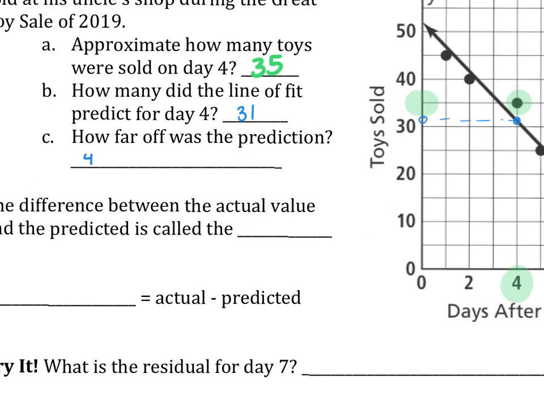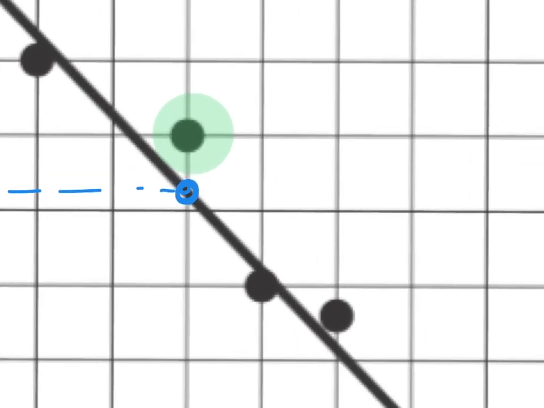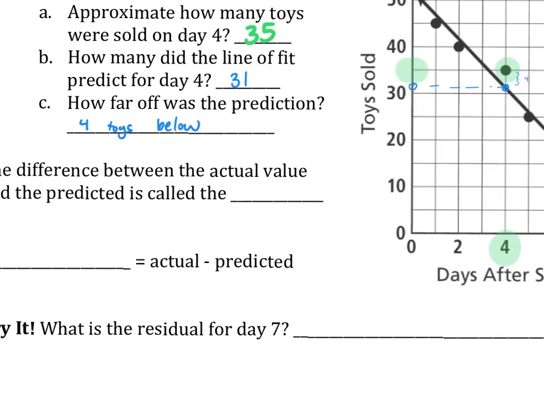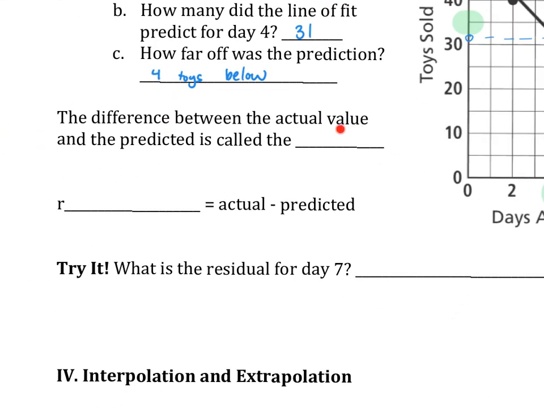So the prediction was 4 toys below, because we clearly see that there's a gap there, right here, of 4, and it's underneath. The prediction is underneath. Okay. So the difference between the actual value and the predicted value is called the residual. So residual is equal to actual, and sometimes people say observed minus the predicted. Notice alphabetical, no matter which way, the actual minus the predicted, or the observed minus the predicted.